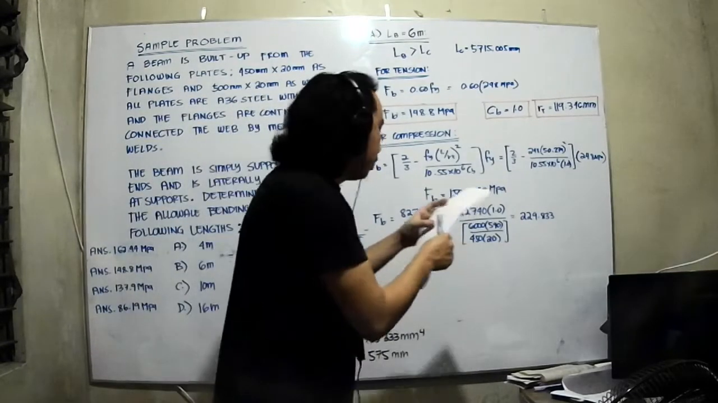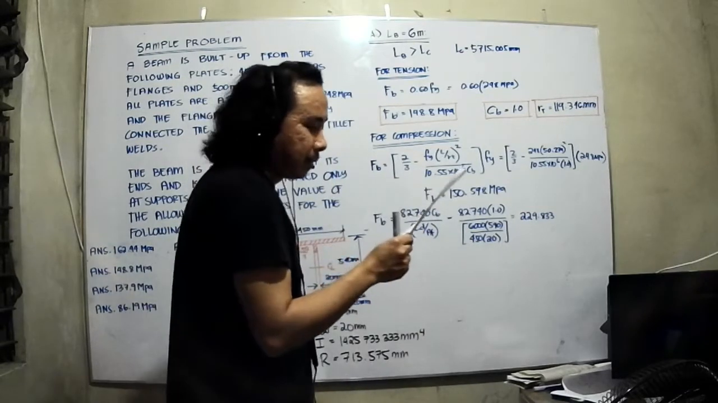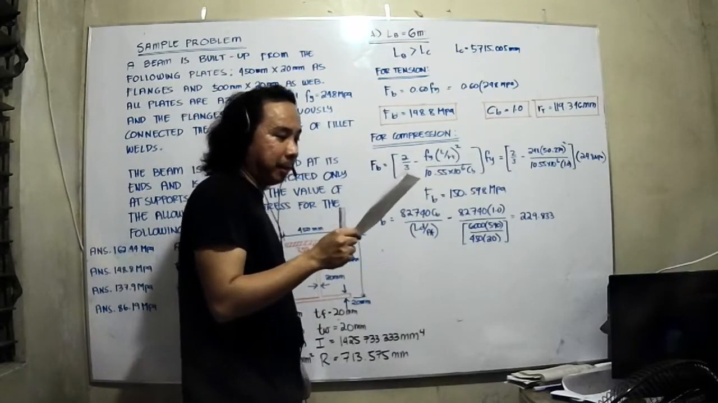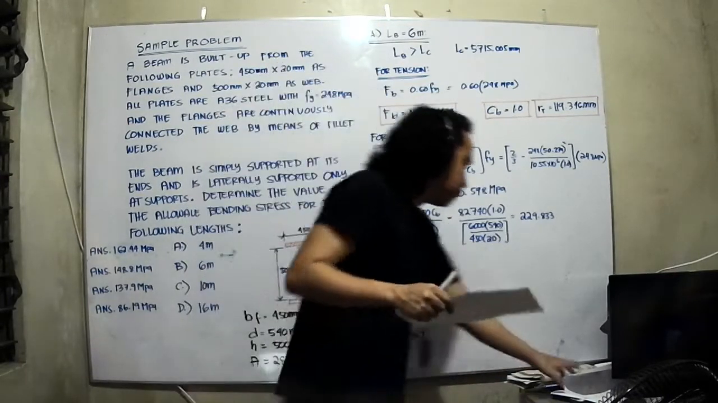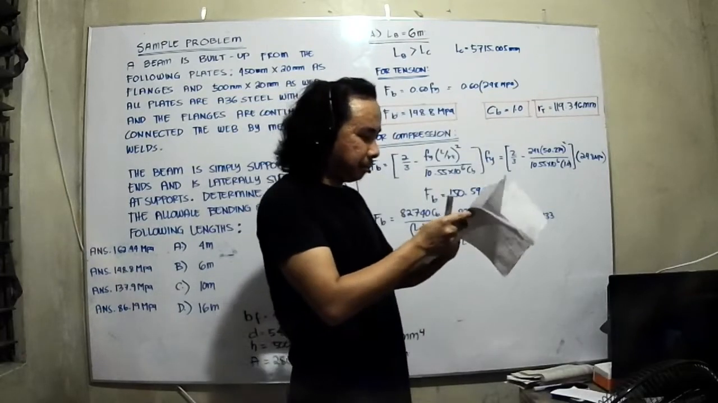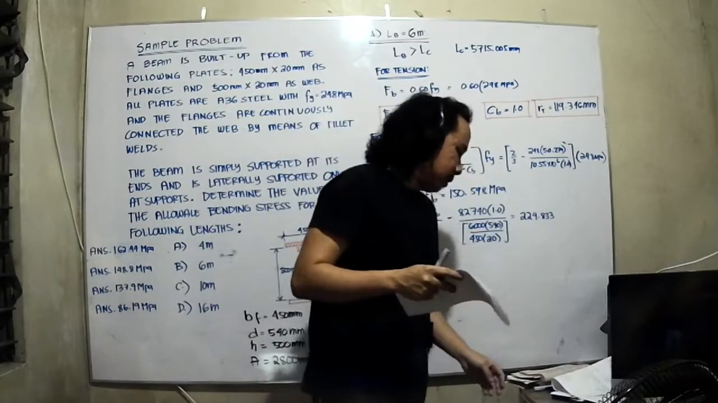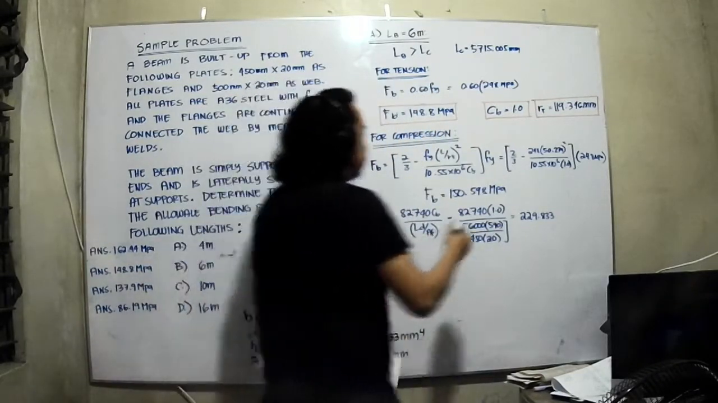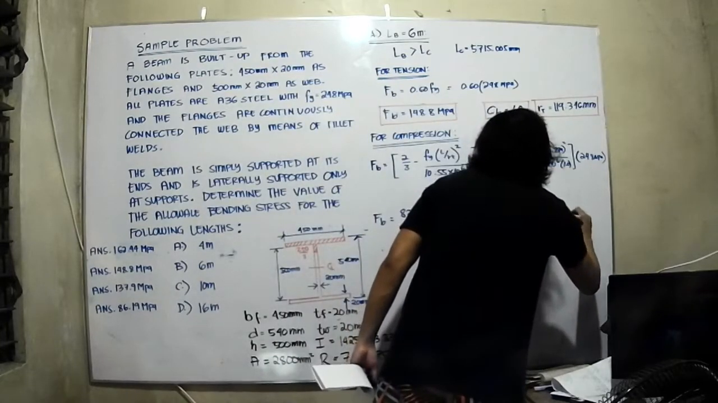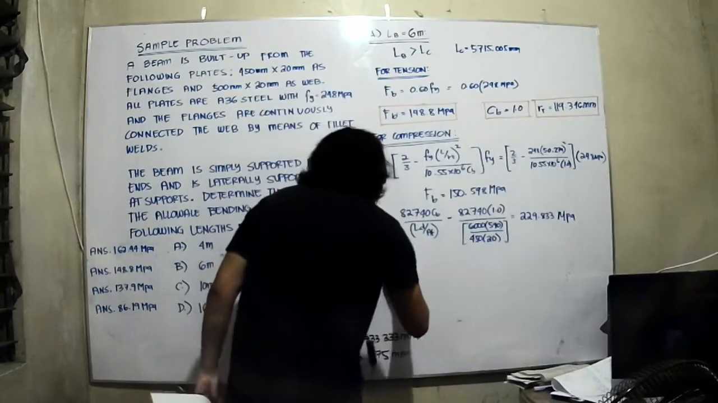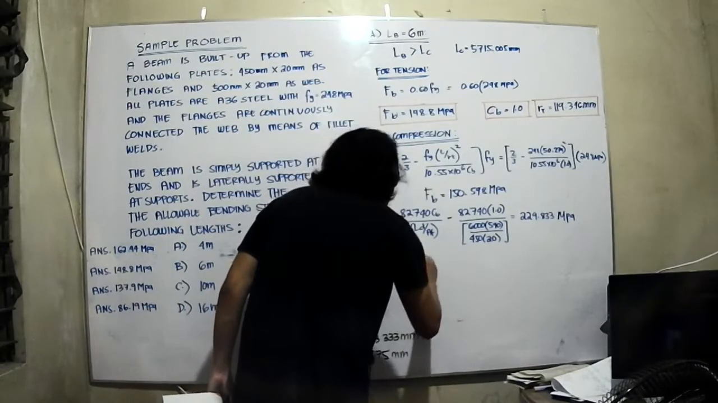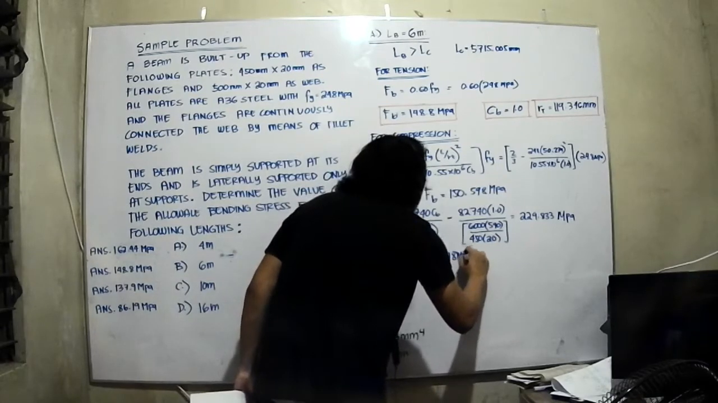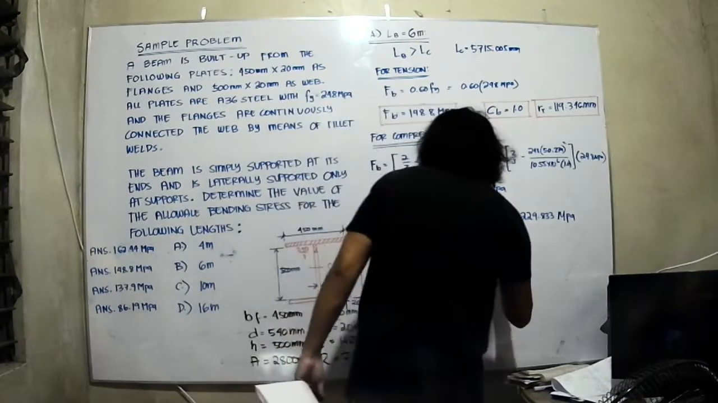Now, our contention is to choose which is larger of the two, but it should not go beyond 0.6 Fy, okay? So first, what is 0.6 Fy? 0.6 of 248 MPa. That should be equal to what?